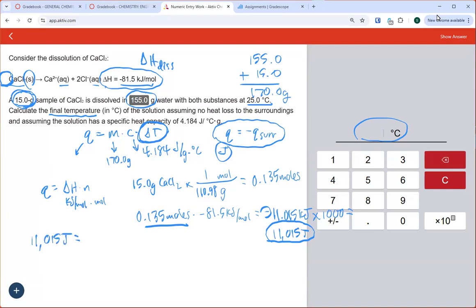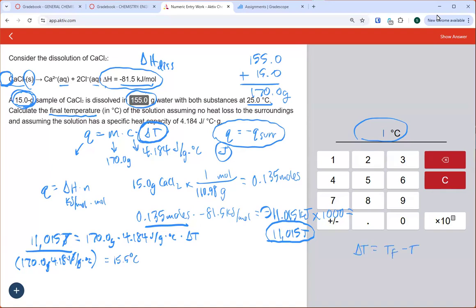So we now have 11,015 joules is equal to 170 total grams times 4.184 joules per gram degrees C times delta T. So if I solve for delta T, I'm going to divide 11,015 by 170 times 4.184. And we see my joules cancel, my grams cancel. I'm left with degrees C. And I get 15.5 degrees C.